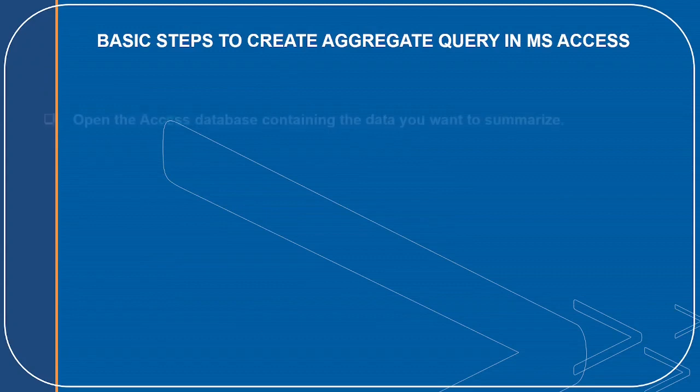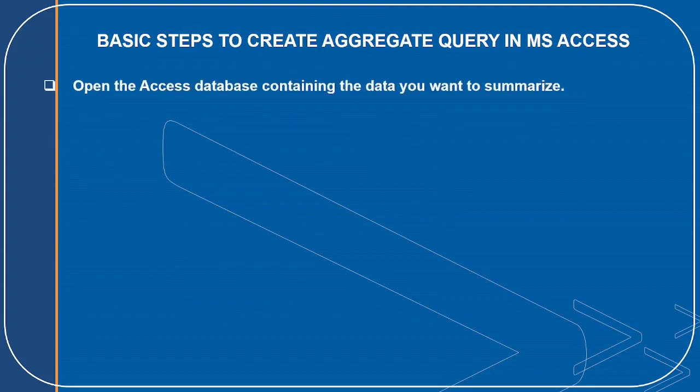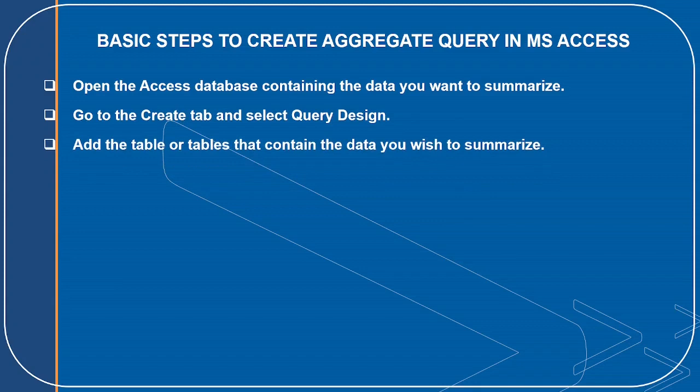Open the Access database containing the data you want to summarize. Go to the Create tab and select Query Design. Add the table or tables that contain the data you wish to summarize. Add the fields you want to include in your query. For example, if summarizing sales data, you might select region and sales amount.